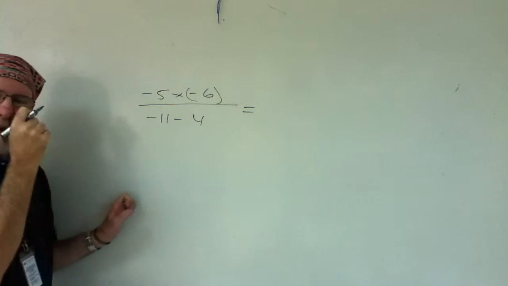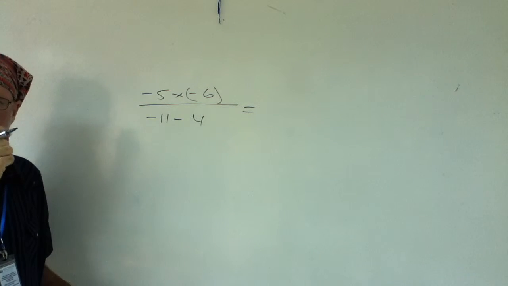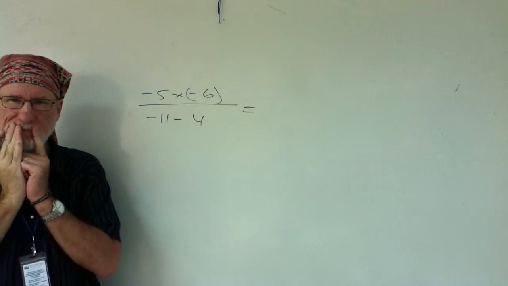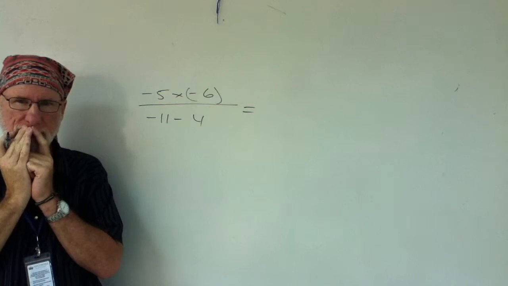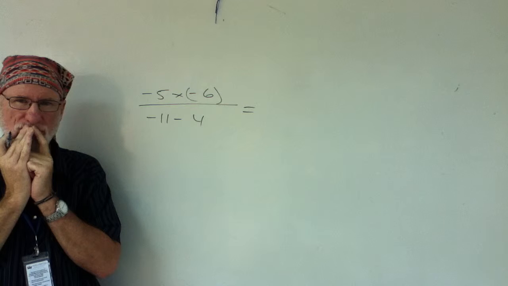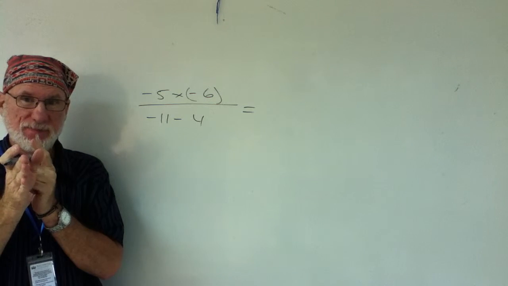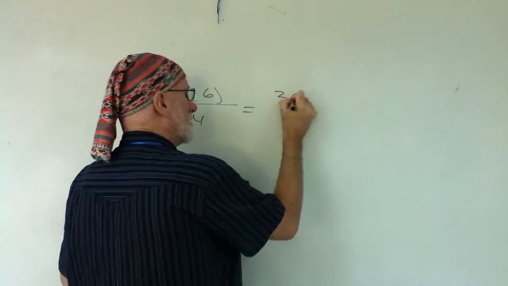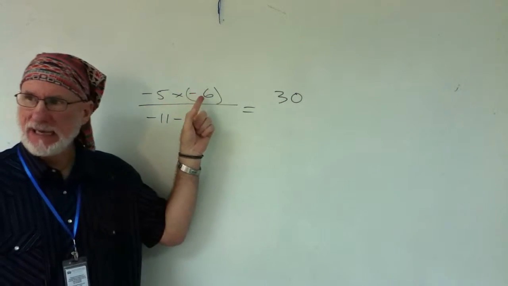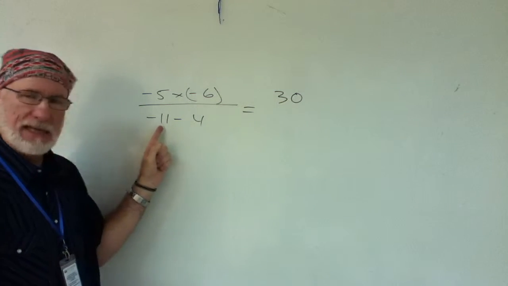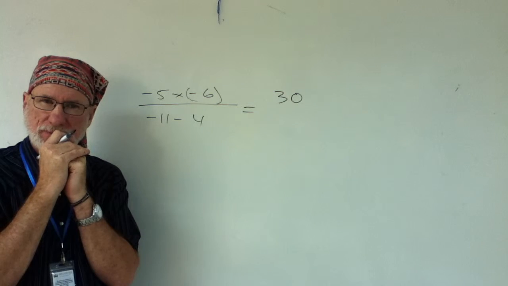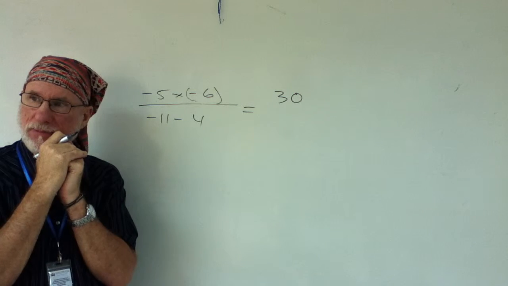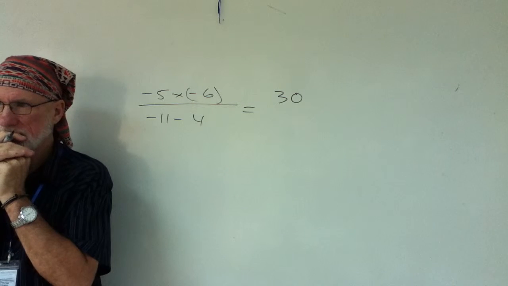So what's the top going to be? 30. Negative times a negative is a positive, right? Nicely done. So it's going to be 30. -5 times -6 is 30. What is going to be -11 minus 4? -15.